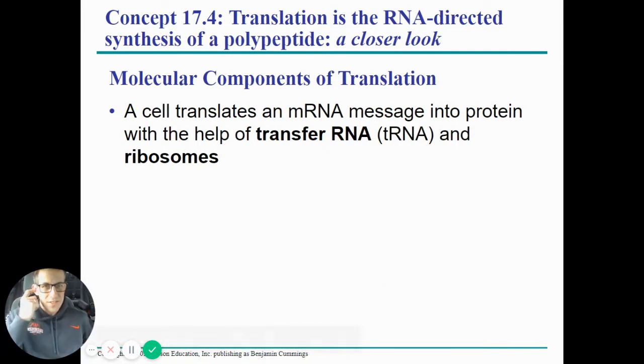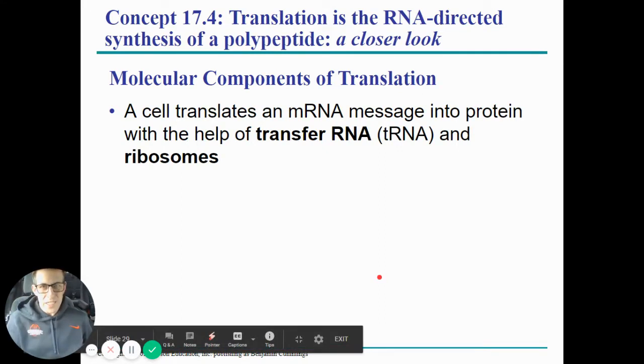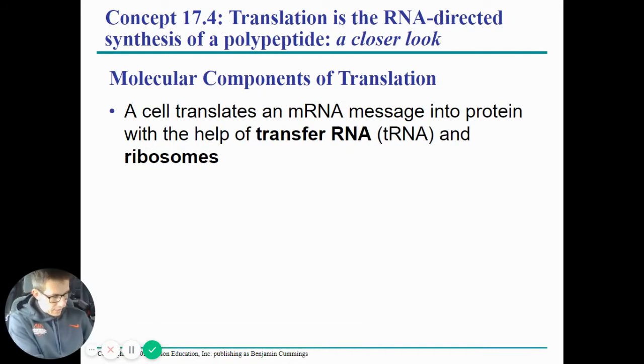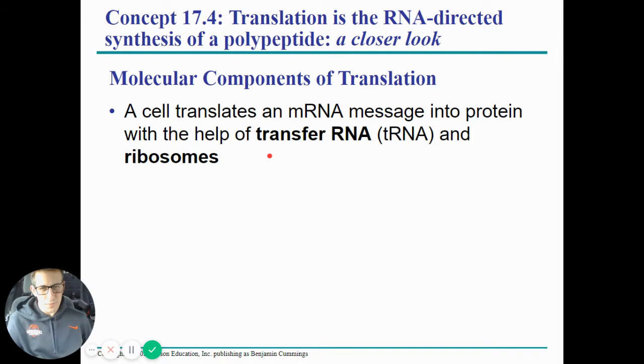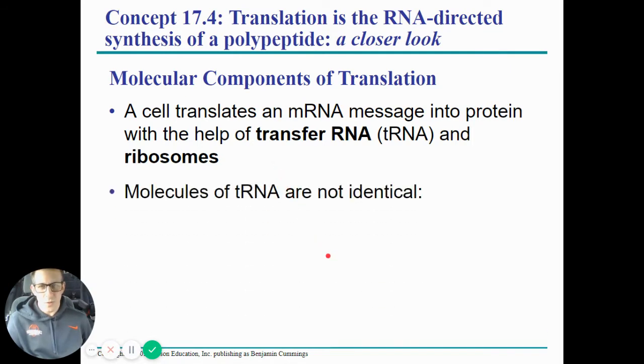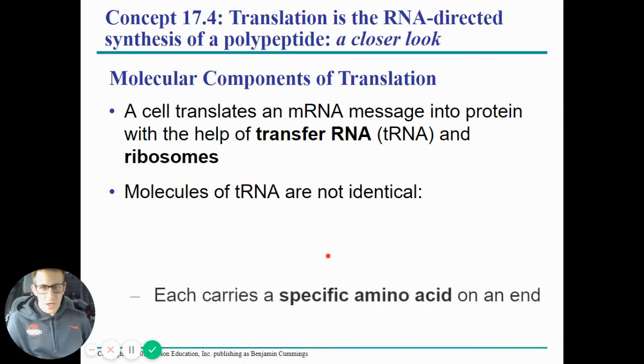A cell translates the mRNA message into protein with the help of tRNA, which I touched on very briefly yesterday, as well as ribosomes. And ribosomes I know you've heard of. We talk about them all the time when we get into cell organelles. But tRNA is mentioned a little bit less than we normally would. Okay, but it is extremely important. So we're going to start off first discussing what tRNA is.